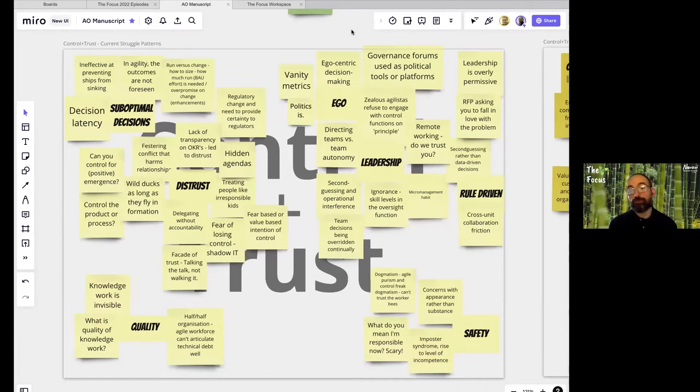All right. So, quick rundown of too much control. Well, there are poor decisions being made. We call them suboptimal decisions. There's lots of distrust being sown by this overabundance of control. Much of this control is an expression of ego. I want to assert my individuality. There are challenges of leadership.